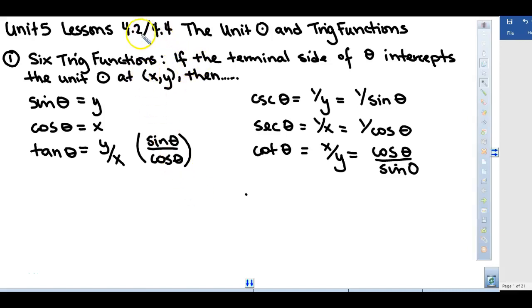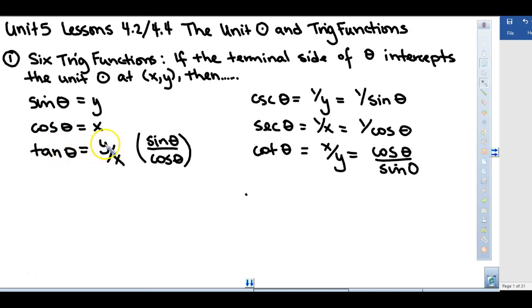Unit 5, Lessons 4.2 and 4.4, the unit circle, that symbol means circle, and the trig functions. There are 6 trig functions on a unit circle. They are defined as if the terminal side of theta intercepts the unit circle at an ordered pair (x, y), then the value of sine, S-I-N-E, which we abbreviate as S-I-N, that is not sin, there is no sin in math. Sine theta is equal to the y-coordinate. Cosine theta is equal to the x-coordinate.